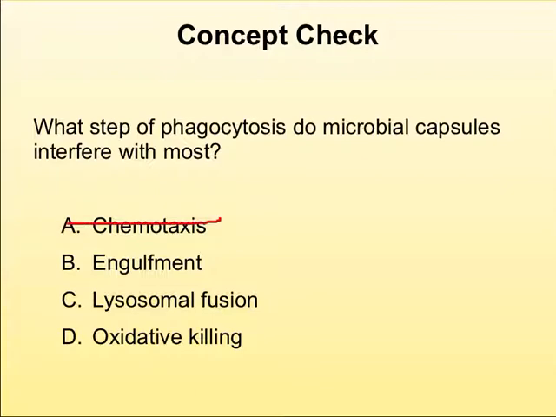Engulfment. That's where the microbe is taken in by the phagocyte. So it's a good possibility. Lysosomal fusion. That's where the phagocyte has already taken in the microbe and a lysosome will fuse with the vesicle. And then oxidative killing is even further degradation. So I'm going to cross both of those off because engulfment is the most likely here, as the microbial capsule could probably interfere with the binding of the microbe to the phagocyte. This is why encapsulated microbes are such an issue for our immune system.